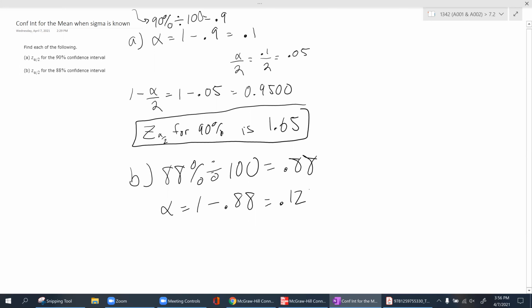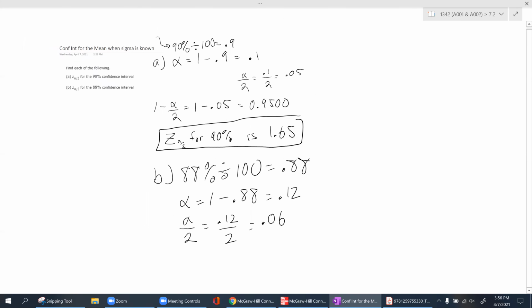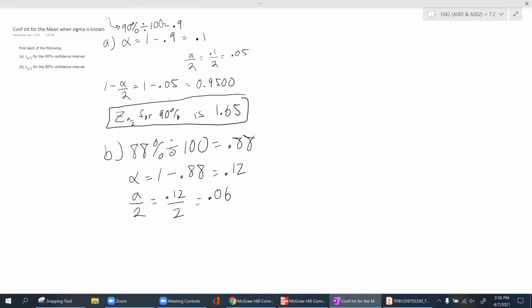If we want to do this in steps, the next step would be I need to look for alpha over 2. This 0.12 is for both tails, but I'm only looking for one tail. So alpha over 2 is 0.12 over 2, which gives me 0.06. And the final step would be 1 minus alpha over 2, which is 1 minus 0.06, and this gives me 0.9400.